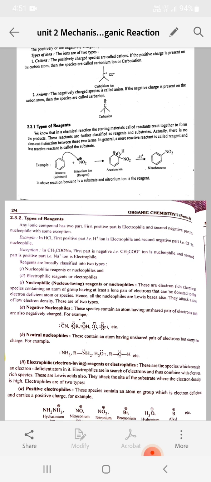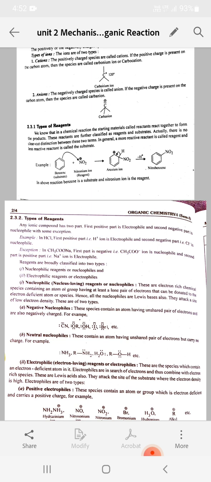Hence, all the nucleophiles are also Lewis bases, and they attack a site of low electron density. These are of two types. First, negative nucleophiles. These species contain an atom having an unshared pair of electrons and are also negatively charged, for example CN-, OH-, I- and Br-, etc. And about the neutral nucleophiles, these contain an atom having an unshared pair of electrons but carry no charge, for example NH3, H2O. These are examples of neutral nucleophiles.